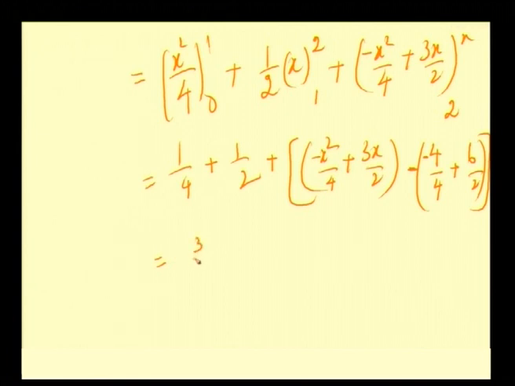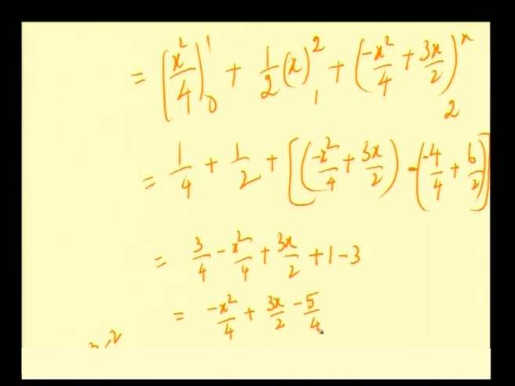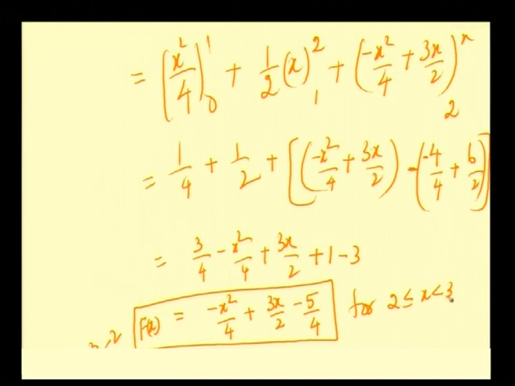This is 3 by 4 minus x square by 4 plus 3x by 2 plus 1 minus 3, minus 2, 3 by 4 minus 3 by 4 minus 2 minus 5 by 4. So, your ultimate answer is minus x square by 4 plus 3x by 2 minus 5 by 4. This is your F of x for the interval 2 less than or equal to x less than 3.